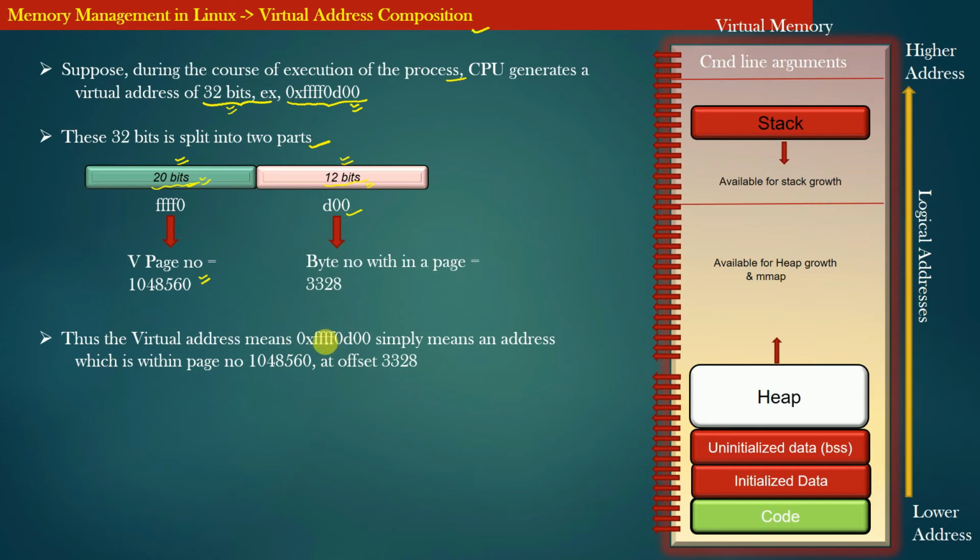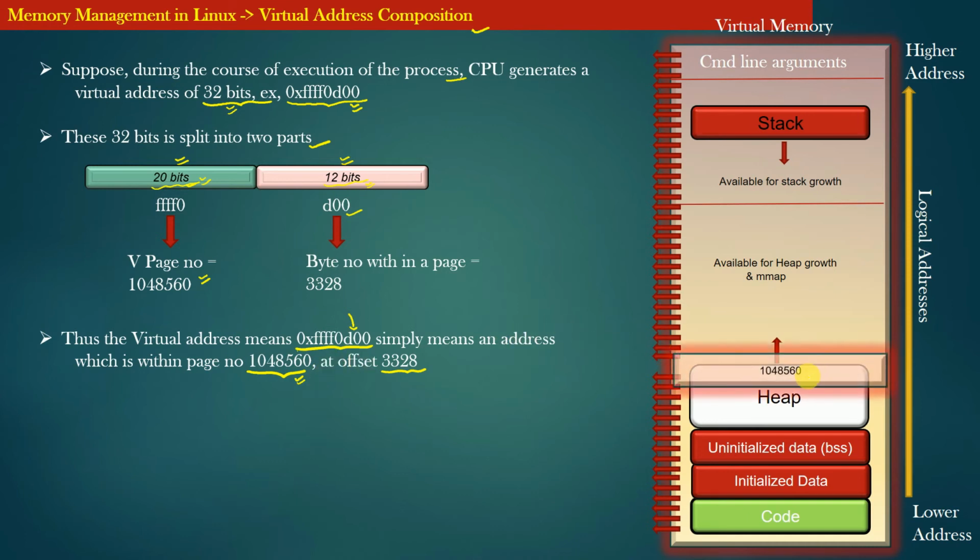Thus, the virtual address which we have taken as an example simply means an address which is within the page number 1048560, that is, this is the virtual page number, and inside this virtual page at an offset 3328 from the beginning of the page, it means that we are trying to access byte number 3328 inside virtual page number 1048560. So let us try to visualize this with the help of a diagram.